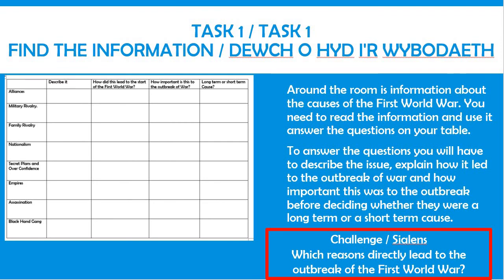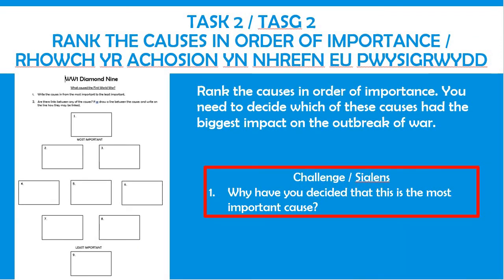Now that you've got an understanding of the causes of the First World War, I would like you to rank these causes in order of importance. So this is a task where you need to use your own opinion to reach that decision. So by that, I would like you to think about which one you believe had the biggest impact on the outbreak of the war. You then need to rank them down to the least important. Once you've done this, I would like you to explain why you have decided that that is the most important cause.